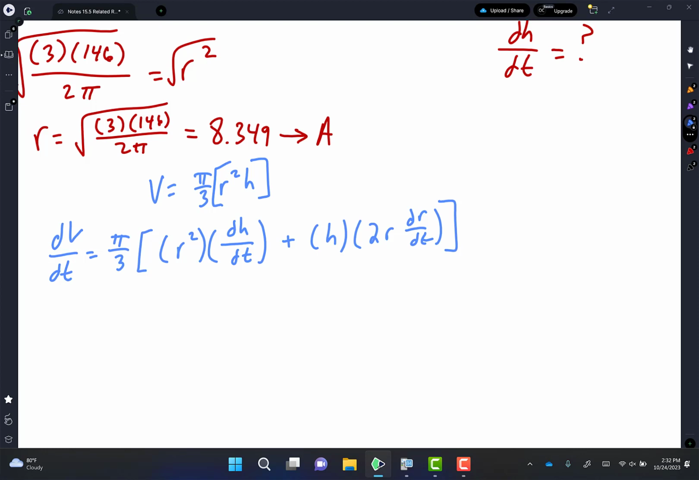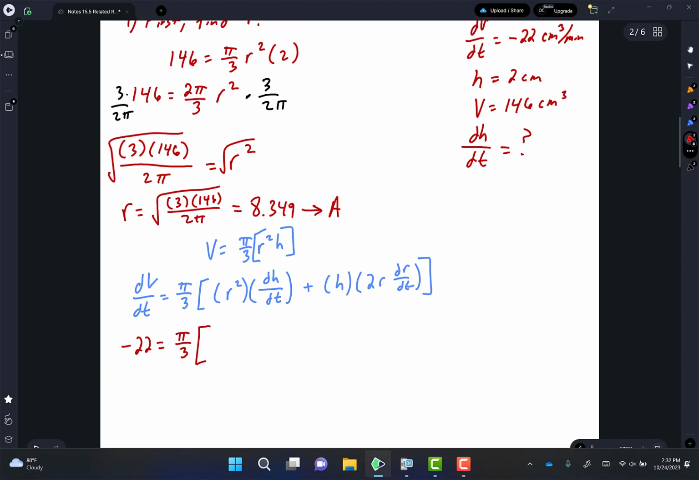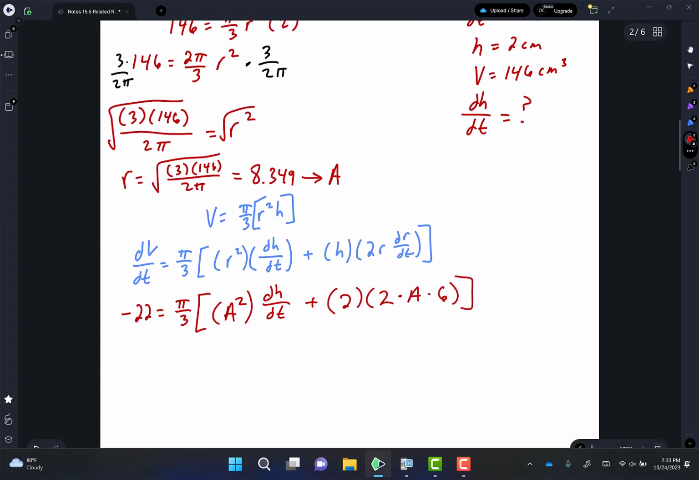I'm just going to solve for dh/dt. I'm not going to isolate, I'm just going to plug. I'm going to plug in immediately. So here we go. My dV/dt was what? So I put negative 22 equals pi over 3 bracket. What was my r again? Let me zoom out so I can see. My r was A, so I'm going to put A squared on the inside like that. And then I don't know what dh/dt is, so I'll put dh/dt plus h, which was 2, and then times 2 times A times dr/dt, which is 6. And I'm just going to type it in like that.